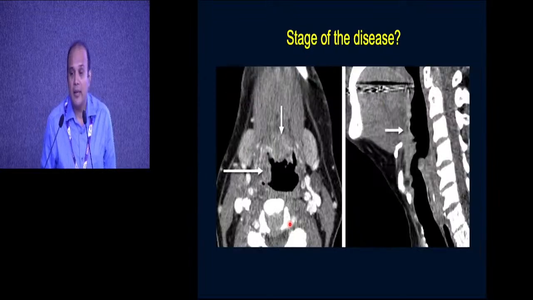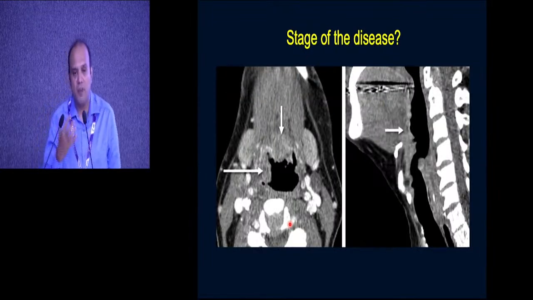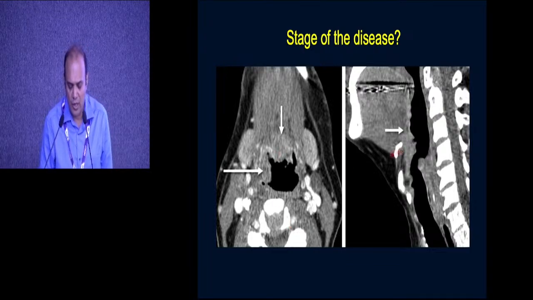Then the pre-epiglottic space can also be involved from oropharyngeal carcinoma extending into the pre-epiglottic space, and that becomes T4 disease.